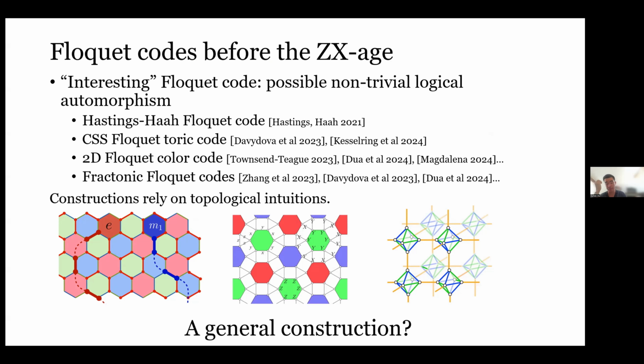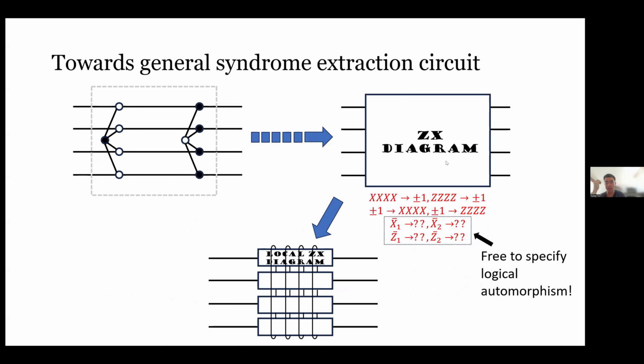So there seems to be a lack of a general construction of these interesting Floquet codes that can perform non-trivial logical automorphisms. So we sort of bring these two ideas together and start thinking, okay, what is the general structure of the syndrome extraction circuit? So our logic goes like this, right?